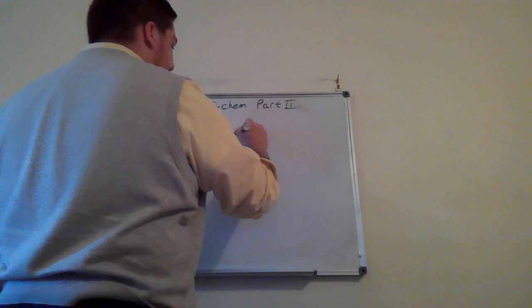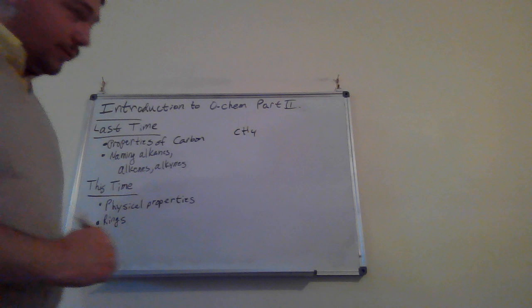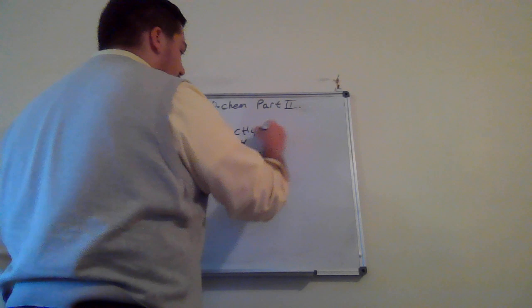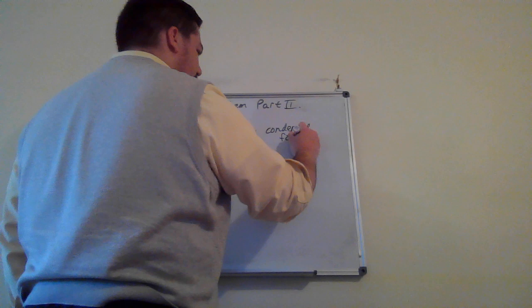CH4 was the condensed version. Then we wrote out the Lewis structure for it, which was C with four H's around it. So this was the condensed form. I don't think I said this in the last video. This is the condensed form. This was the Lewis structure. Not Lewis dot, just called Lewis structure.